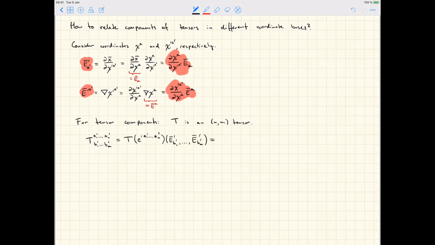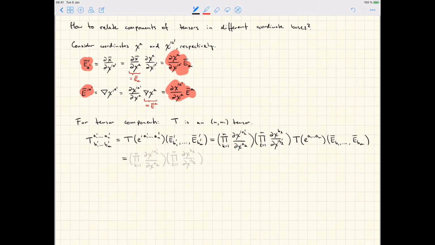Based on the transformation properties of the basis vectors, this is equal to the product from k equal to 1 through n of the partial derivatives d chi^{ak'} / d chi^{ak} multiplied by the product from l equal to 1 through m of d chi^{bl} / d chi^{bl'} times T acting on the unprimed tensor basis E^{a1 through an} acting on the unprimed tangent vectors E_{b1} through E_{bm}. Carrying over all of the partial derivatives here, we notice that what remains is the tensor component of the tensor T in the unprimed coordinate system, T^{a1 through an}_{b1 through bm}.